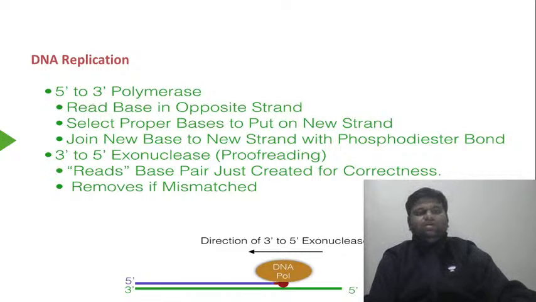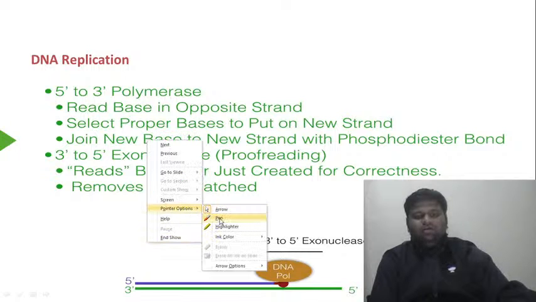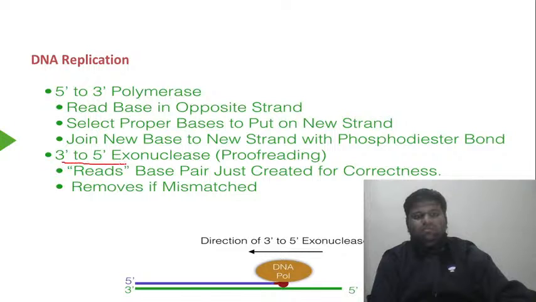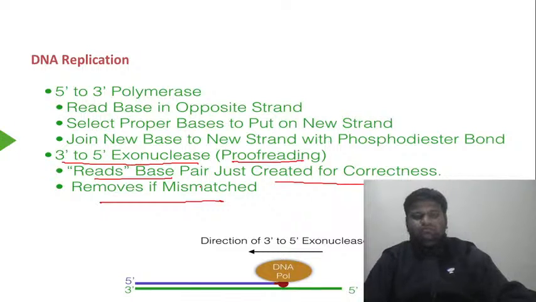So DNA replication takes place in the 5 prime to 3 prime direction with the help of 5 prime to 3 prime polymerase. It reads the bases in the opposite strand and selects proper bases to put on the new strand. It joins the new bases to the new strand with phosphodiester bonds, and there is 3 prime to 5 prime exonuclease activity, also known as the proofreading activity. It reads the base pair just created for correctness, and removes any mismatching base pair if it takes place.